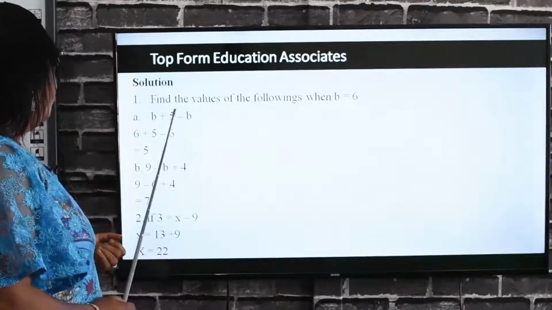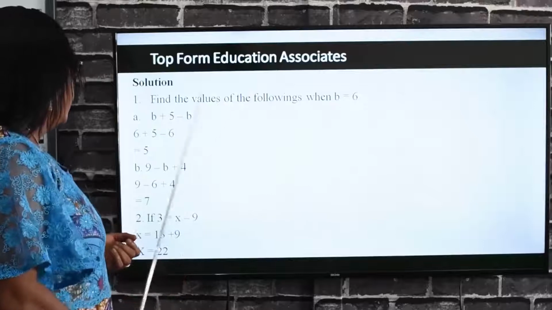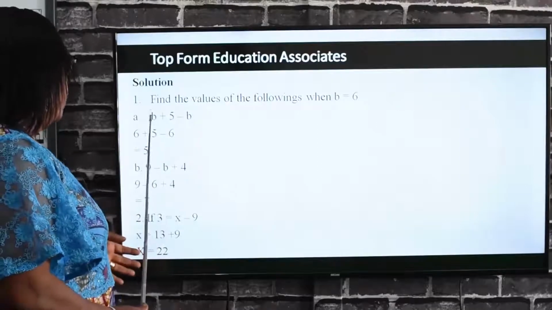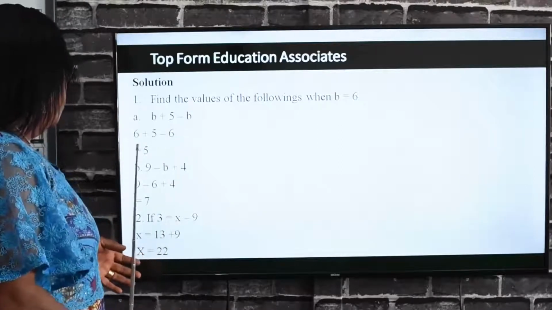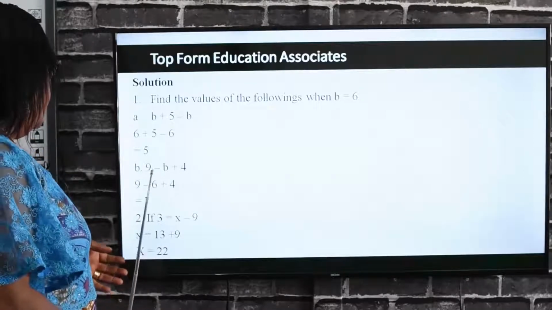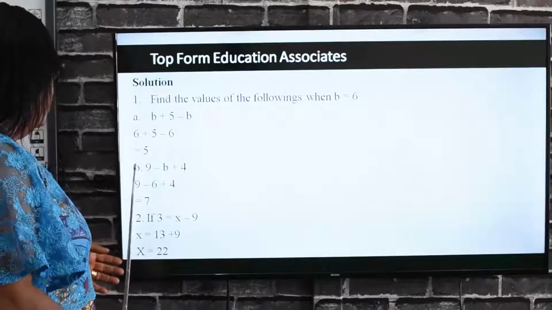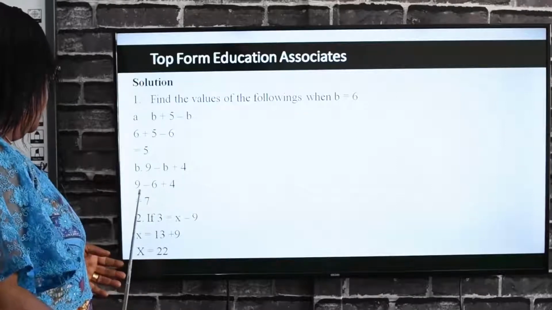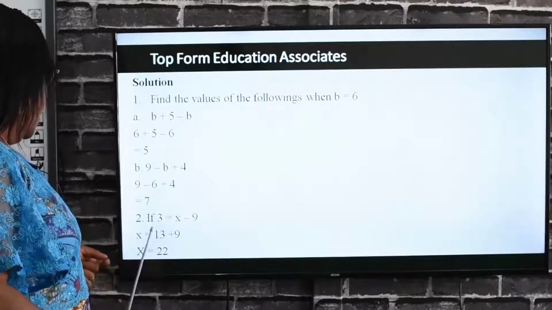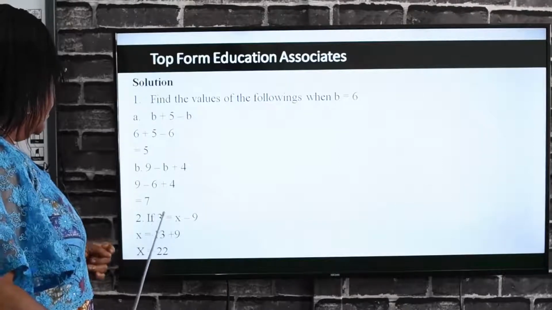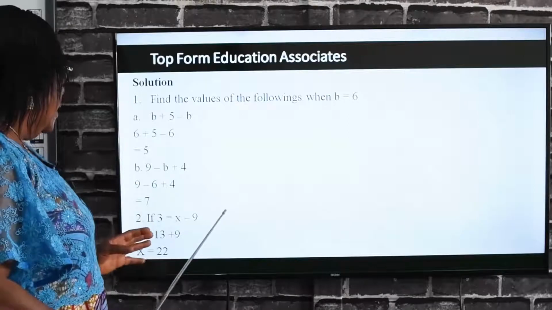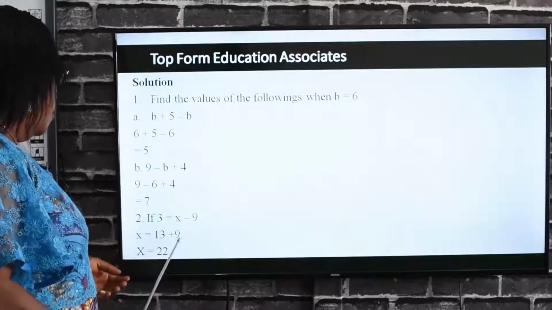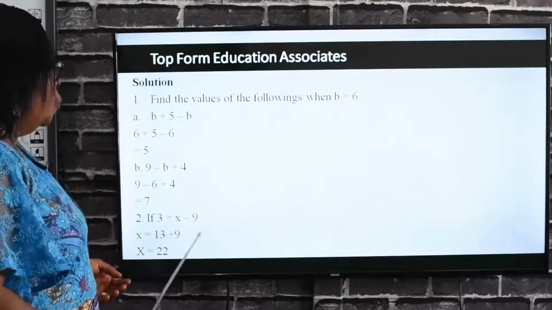The solution. Find the values of the following when b equals 6. So b is 6. Wherever you see b, you put 6. So 6 plus 5 minus 6, so the answer is 5. b is still 6. So if we have 9 minus b plus 4, that will be 9 minus 6 plus 4, giving us 7. Here we are already told that 13 is equal to x minus 9, it's a true statement. So what is the value of x? x is equal to 13 plus 9, which is x equals 22.